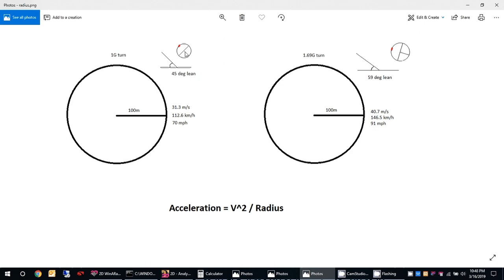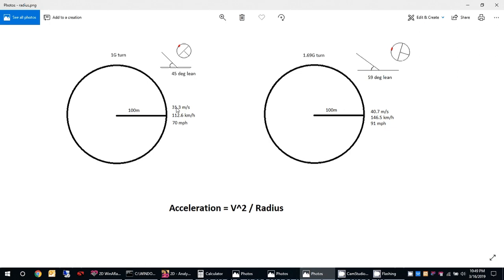So right now we're going to do a 100-meter radius turn going left. It doesn't really matter, left or right. And we're going to do it at 70 miles per hour. 70 miles per hour converts to 112.6 kilometers an hour, and that converts to 31.3 meters per second.